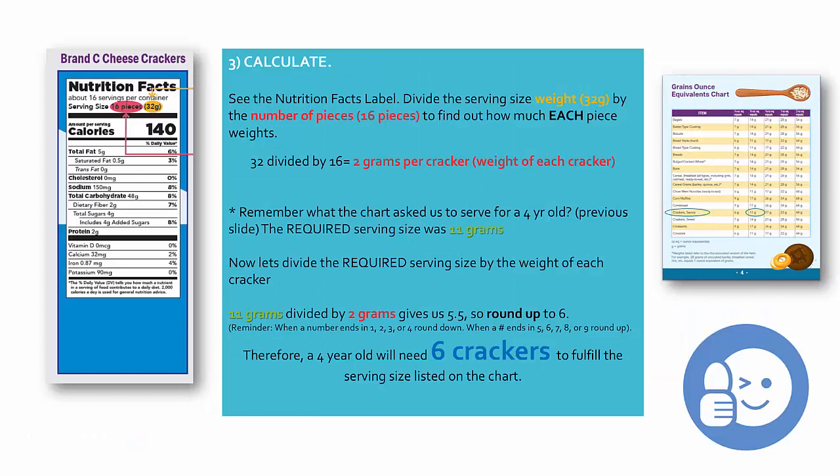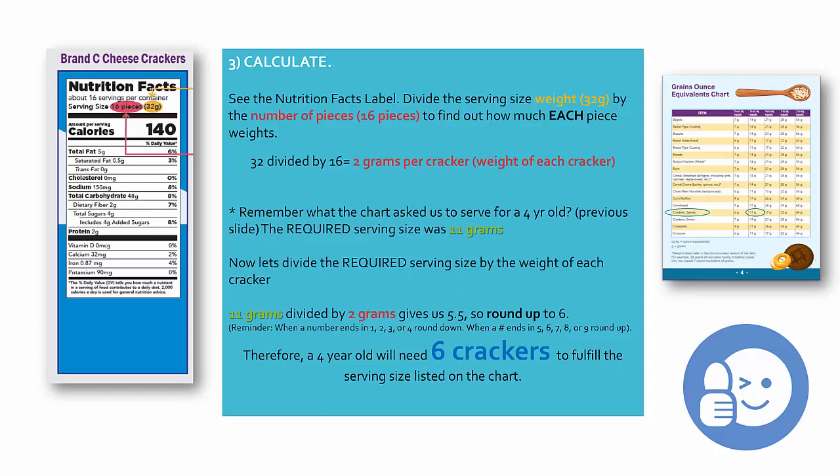So see the nutrition facts label, okay? Divide the serving size weight, which is 32 grams, by the number of pieces, which is 16 pieces, to find out how much each piece weighs. So 32 divided by 16 will give us 2 grams per cracker, okay? So that's how much each cracker weighs.